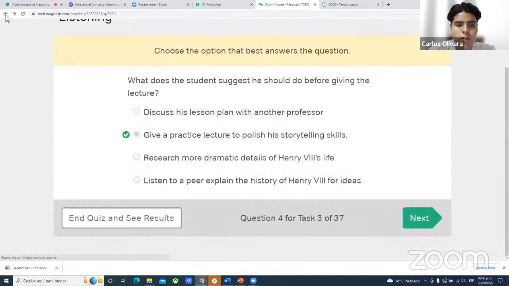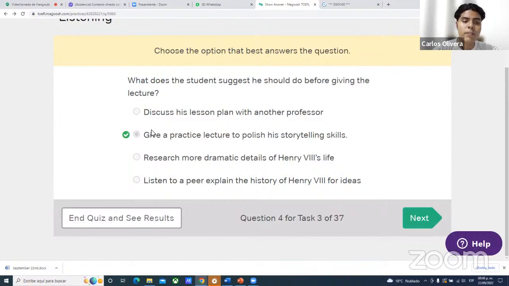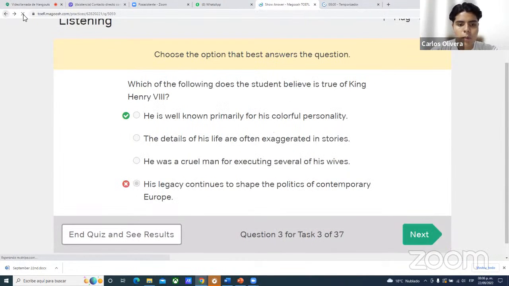What about the other response? Yes, I also got it correctly. What does the student suggest he should do before giving a lecture? Give a practice lecture to polish his storytelling skills. He said this at the end of his conversation. He said that he would be looking for a volunteer to listen to the class, right? What about the other one?